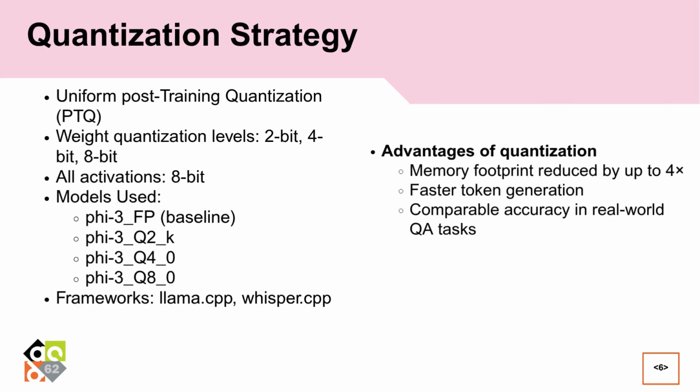To enable fast and memory-efficient inference, we applied uniform post-training quantization. Weights are quantized to 2, 4, and 8-bit, and all activations are 8-bit. We've tested several LLMs including Llama, Gemma, Phi, and BitNet models, but for this demo we are showing Phi 3 in full precision with 3 quantized variants, Q2, Q4, and Q8. Quantization helped us to reduce the memory footprint by up to 4 times and speed up token generation, while keeping accuracy in real-world question and answering tasks.